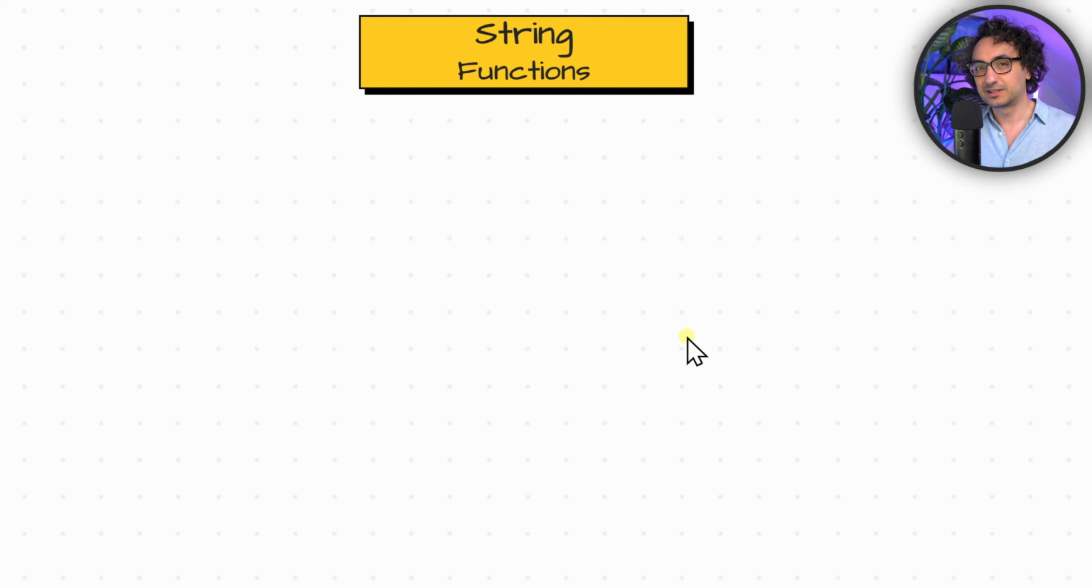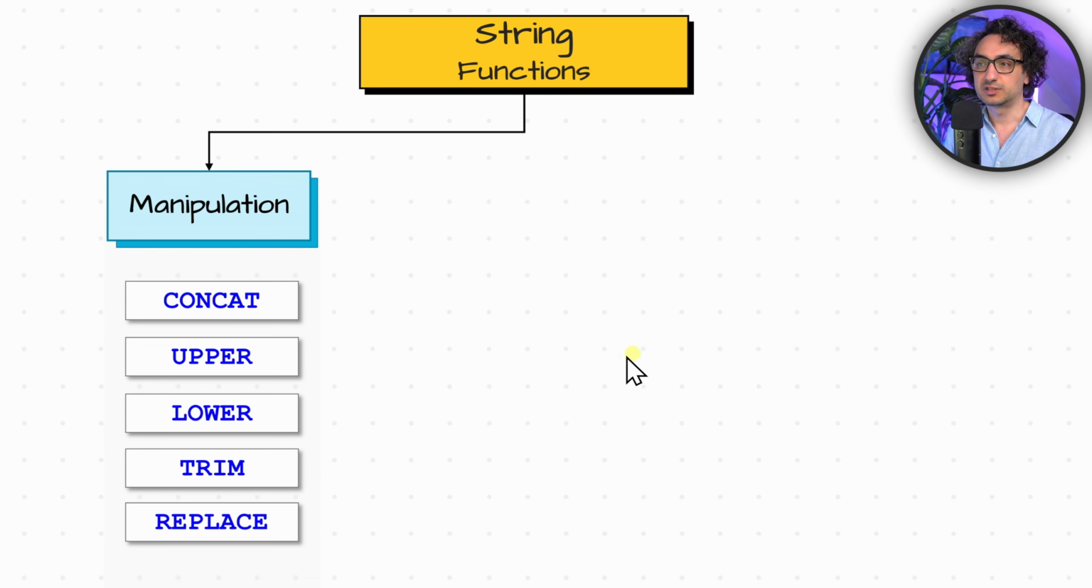So let's start. Okay, so now since we have a lot of string functions, I'm going to go and divide them into categories based on the purpose. So for example, we have a group of functions that's going to go and manipulate the string values. So we have concatenation, upper, lower, replace, and so on.